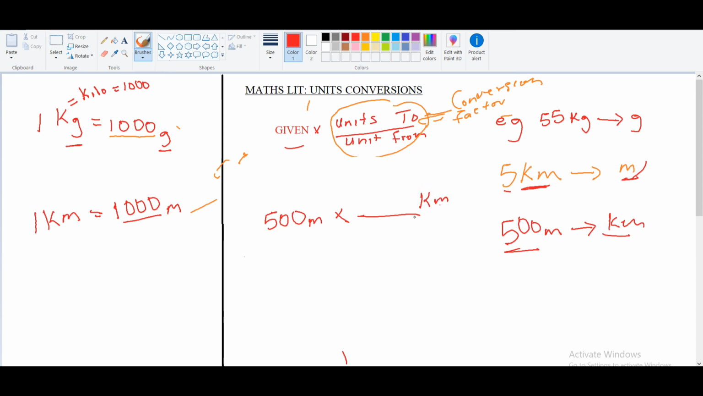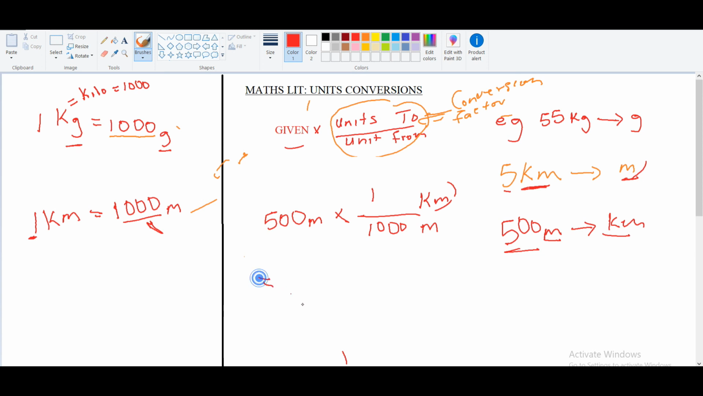Then what is the relationship between meters and kilometer? Go to your conversion factor. The unit 2 is kilometer. What is the number that is before kilometer? There is a 1 over unit from. The units are from meters. Write them. Then after writing, go to your conversion factor and ask what is the number before there. There is a 1,000. Right?